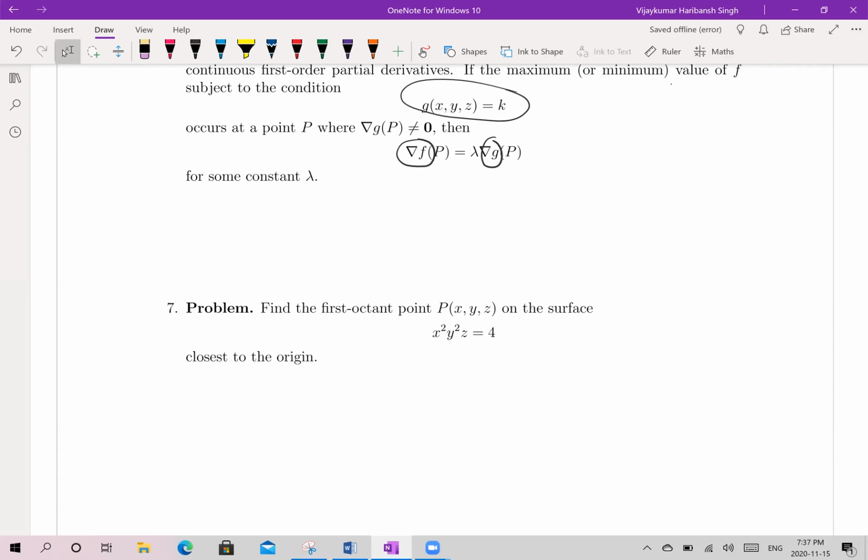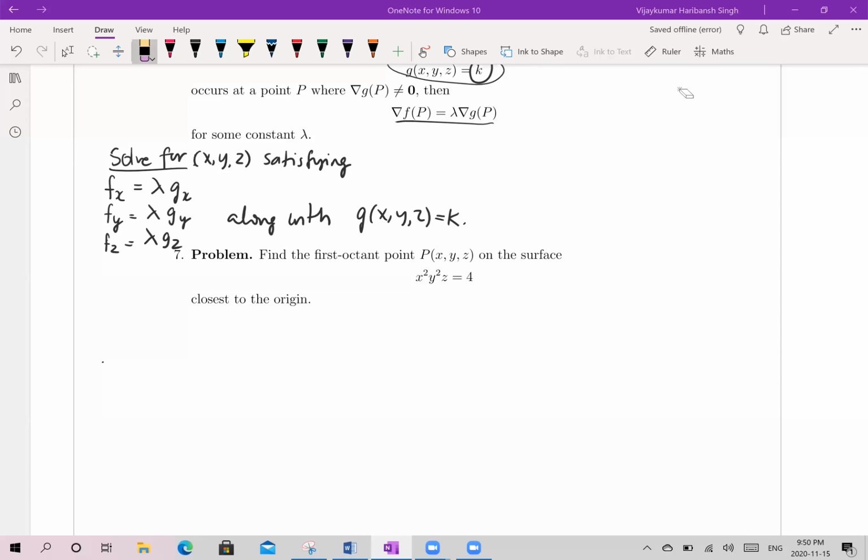Let's look at the problem which says: find the first octant point P of x, y, z on the surface closest to the origin. So let's go about it. Consider the following problem: find the first octant point P of x, y, z on the surface x squared y squared z equals 4 closest to the origin.